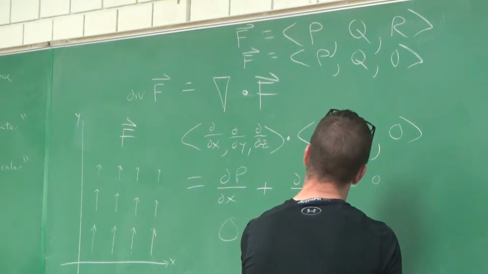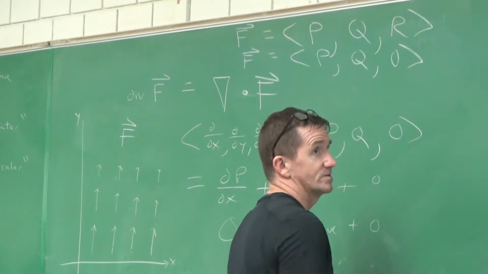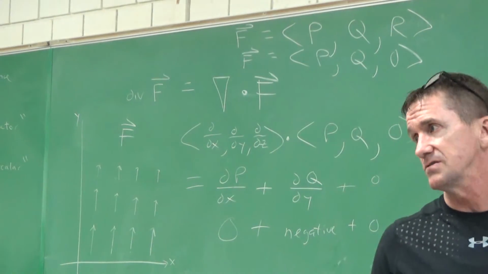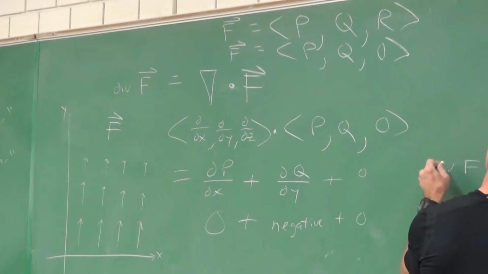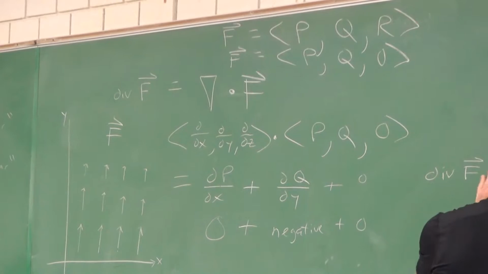So what's this final answer? If you recall the question, you have to determine whether the divergence of F is positive, negative, or 0. What can we say? Negative. You got it? There we go. The divergence of F is negative.